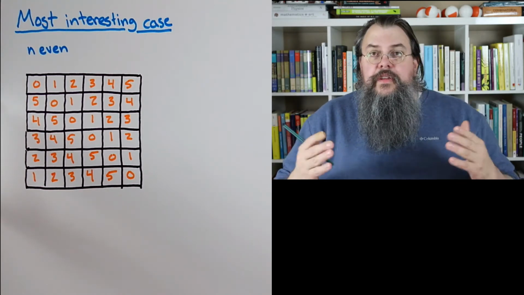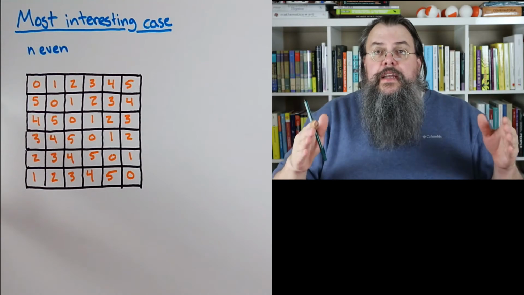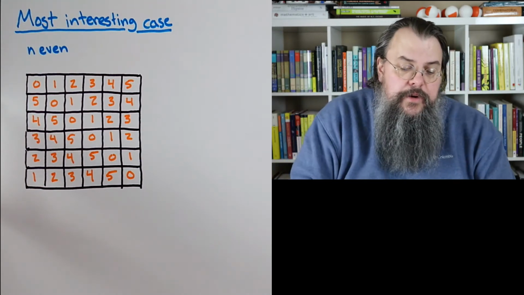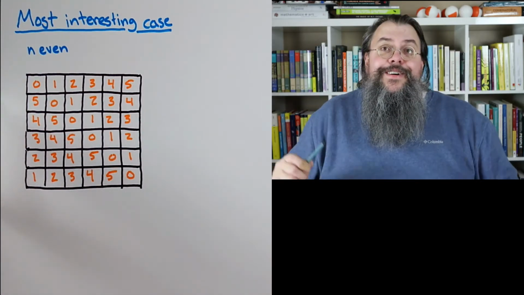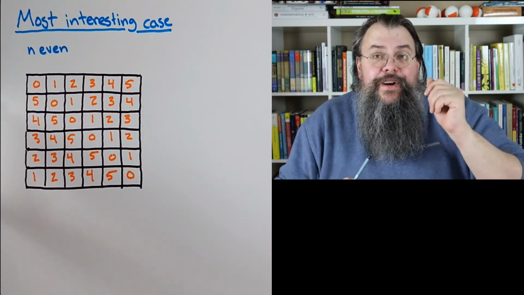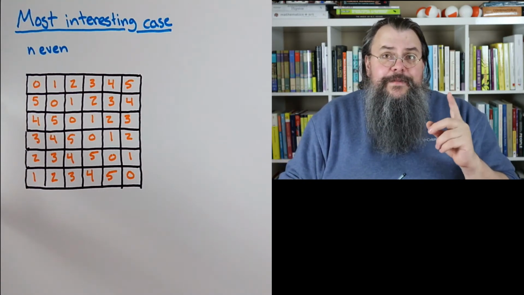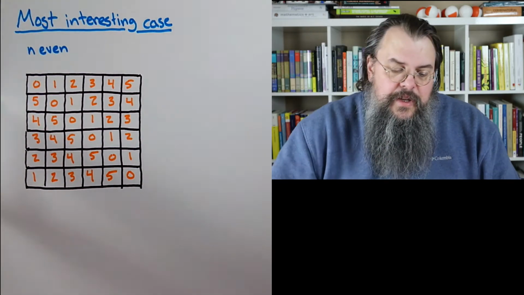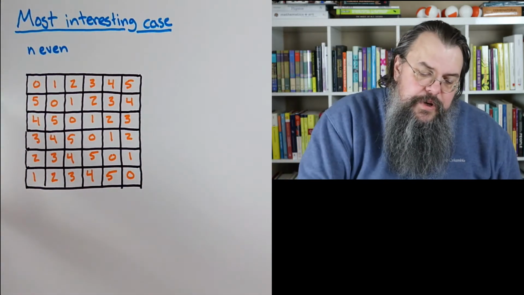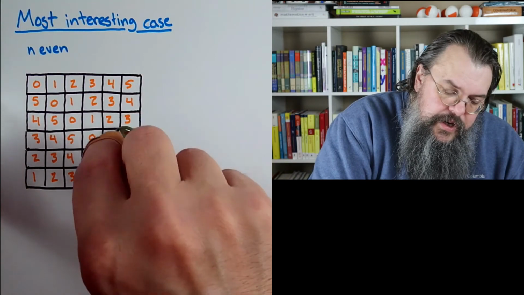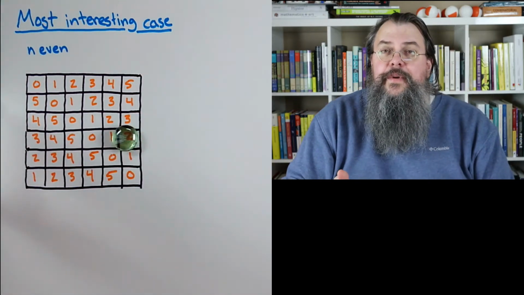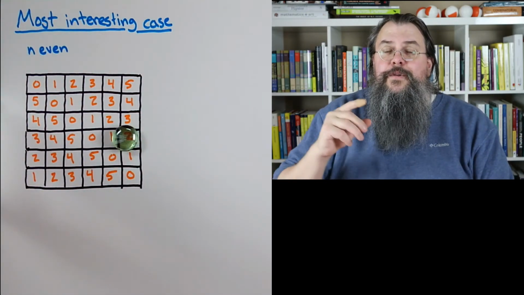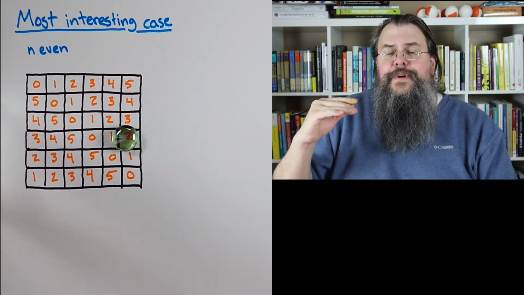We have n is even. In this case, we'll go through n equals 6. We have our board. Now, where can we put a rook? Be careful here. Can we put rooks anywhere? Now you might say, well, we can't put a rook on a 2, for example, because that's even. But remember, we are allowed to bump up.